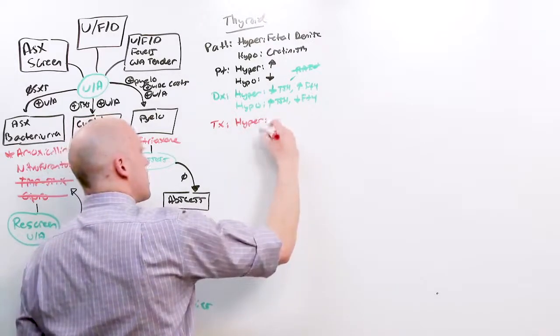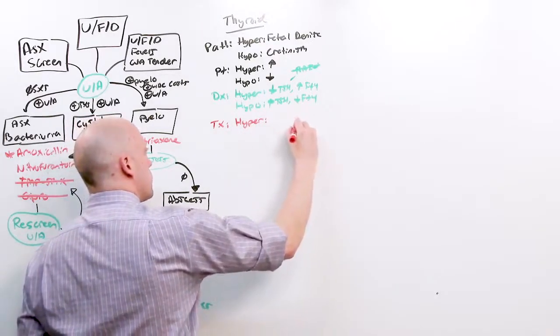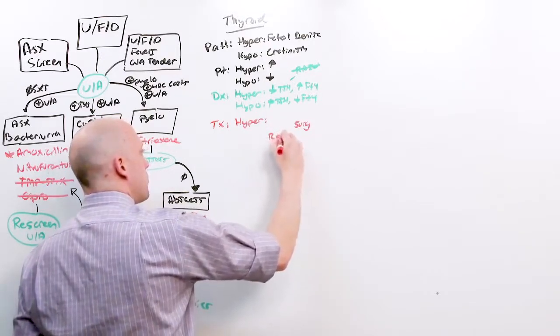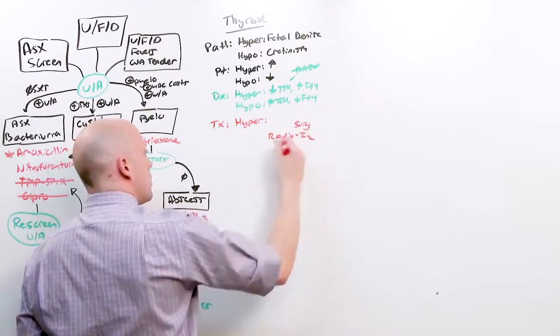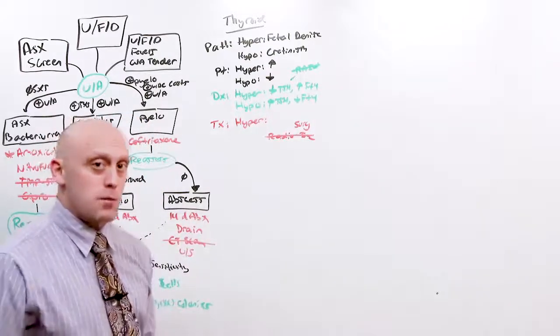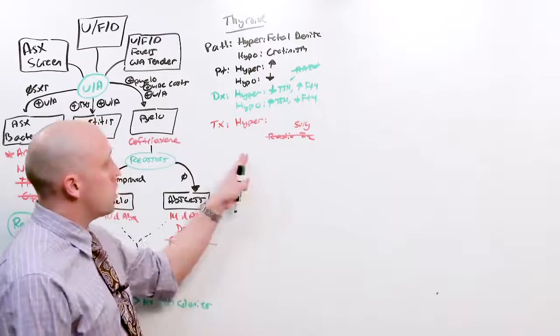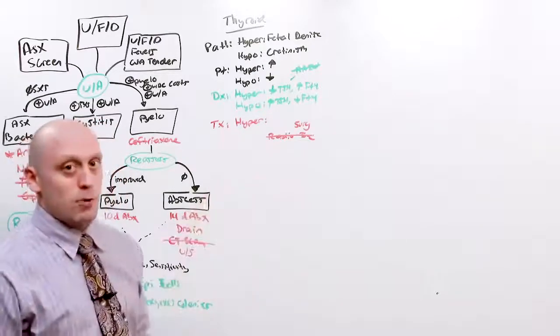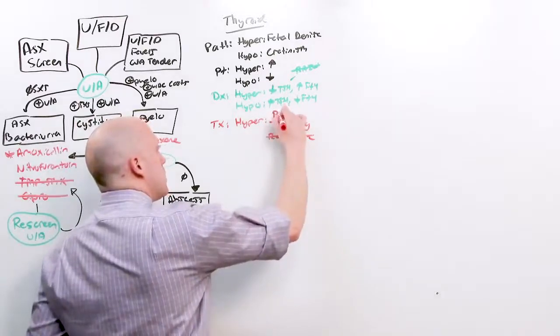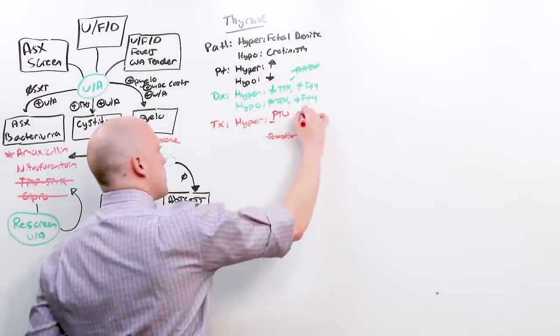Hyperthyroidism can be treated with medications, surgeries, or radioactive iodine. You can't ablate mom's thyroid because you're going to also ablate baby's, and it's important to ensure that baby's not exposed to any radioactive material. The medication you can use is PTU. PTU is safe in pregnancy.